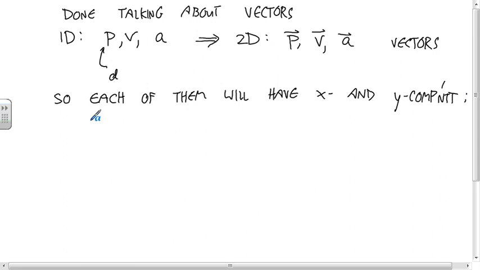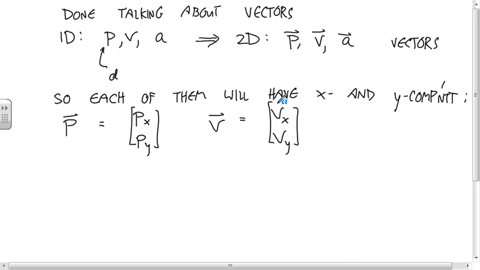And so you can think of the position vector as being a vector made up of px and py. Each of those is just a number. It can be positive or negative. The vector v is the x component vx and the y component vy. And acceleration is the same thing, an x component and a y component.